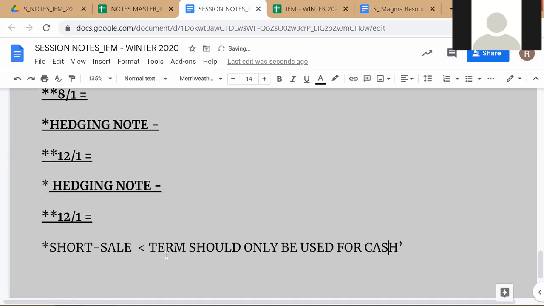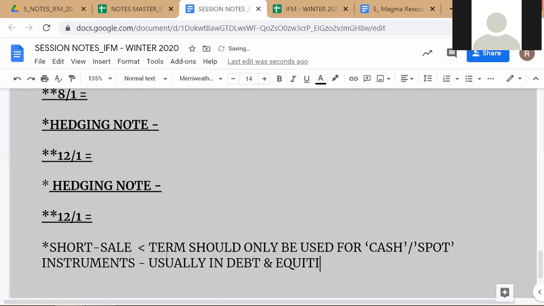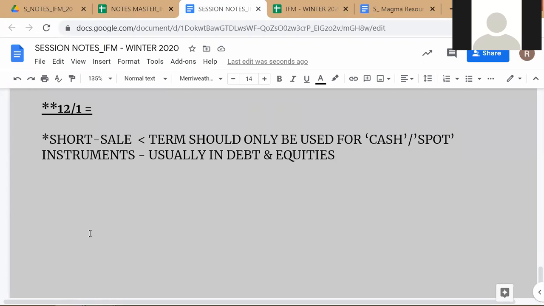Cash markets, as in, so I'm talking about the term short selling, this particular term, either short sale or short selling. I'm saying that this term should only be used for cash or spot instruments. Okay, so Sachin is talking about the example of trading in spot Indian equities, where you have to settle it within 1 day. Okay, this short sale refers to a situation where you sell something which you do not own.